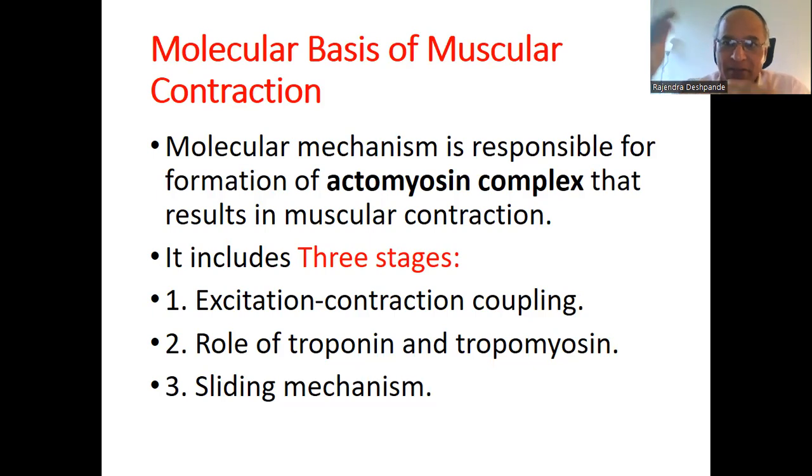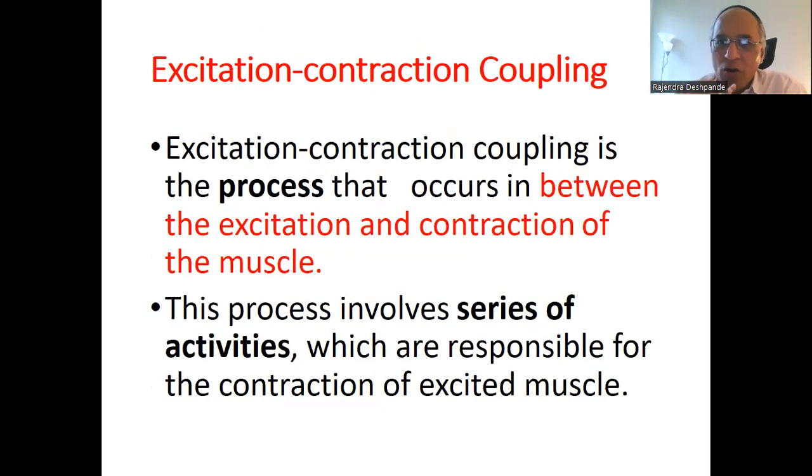But of course, it is a step-by-step procedure. First stage is excitation-contraction coupling. There will be stimulus, excitation, then the contraction, and together it is called coupling. In this process, what is the role of troponin and tropomyosin? These are again protein molecules in the actin filament. Then we will see how actin and myosin overlap each other. Myosin is stretching to the actin, and this process is called the sliding mechanism. So first, excitation-contraction coupling.